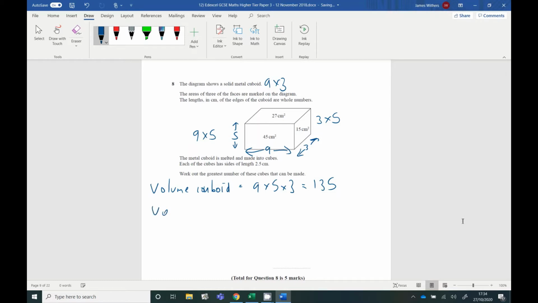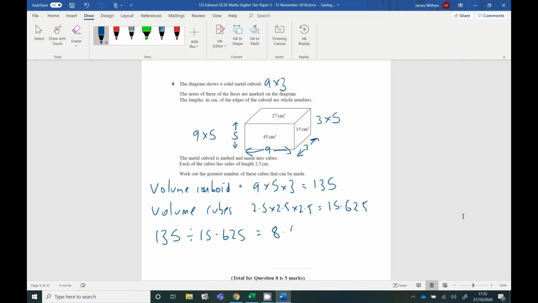So the volume of these small cubes is going to be 2.5 times 2.5 times 2.5. Okay, base times height times depth, all going to be 2.5. So that's 2.5 cubed, which is 15.625. So how many of these little cubes are we going to be able to make when we melt down the cuboid? We're going to do 135 divided by 15.625. So 135 divided by 15.625, the answer is 8.64.